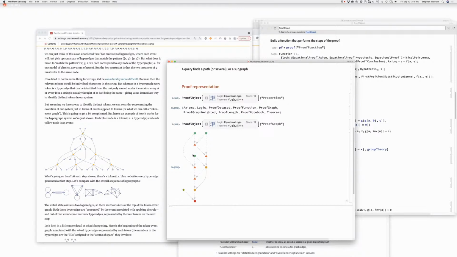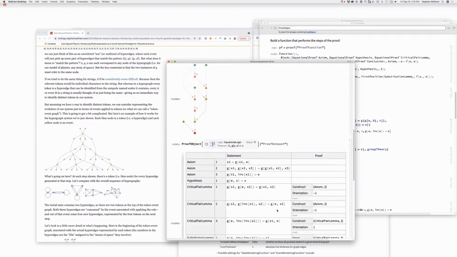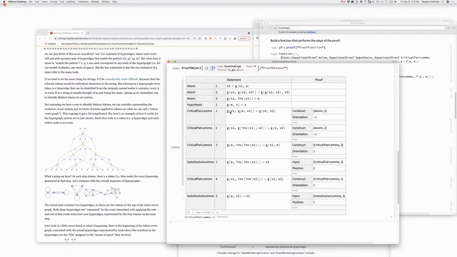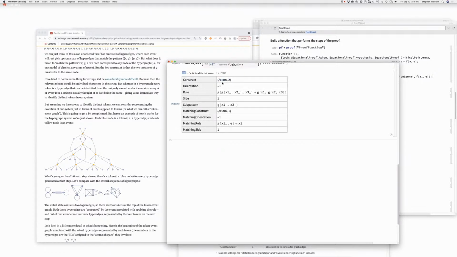Okay, but this is showing some combination of states, of token events, and some combination of causal graph here. But again, we can drill into this and we can say proof data set, and now we've got some representation of, what is this doing? We've got this lemma, and then the proof, what's going on here? So this is information of how we got to this lemma from previous lemmas or axioms.